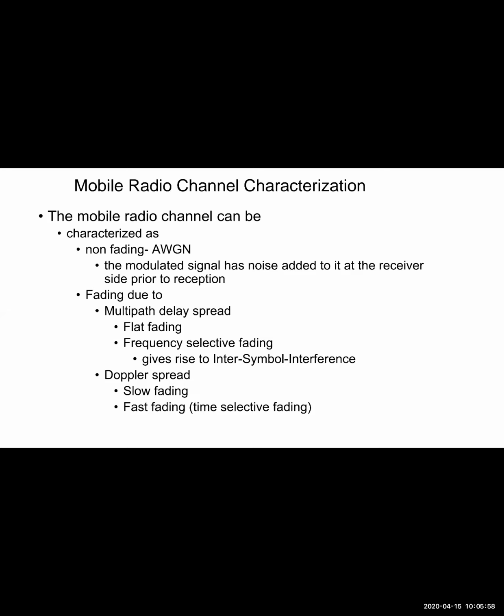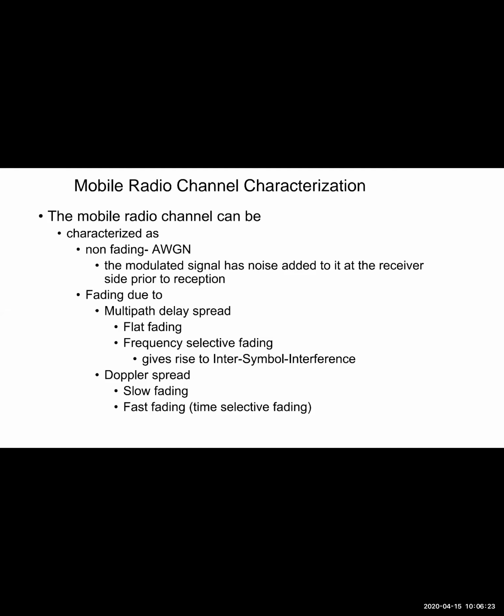Then the remaining ones: we have the flat fading, and the frequency and time selective fading. So principally, we're going to deal with three channel situations. One, the additive white Gaussian noise channel. Two, flat fading. Three, the frequency and time selective fading channel. These are the channels that we want to study.